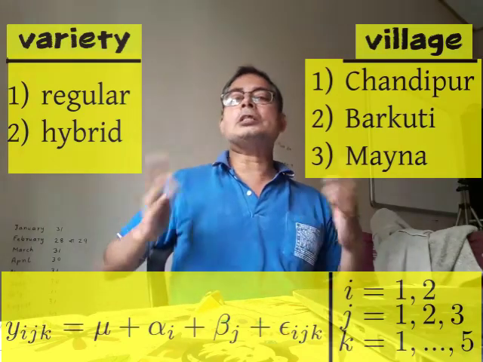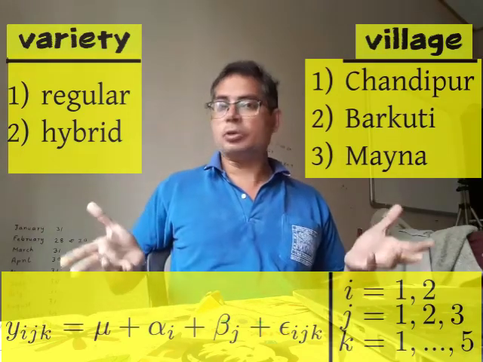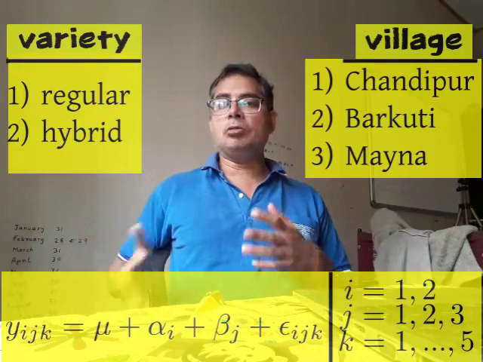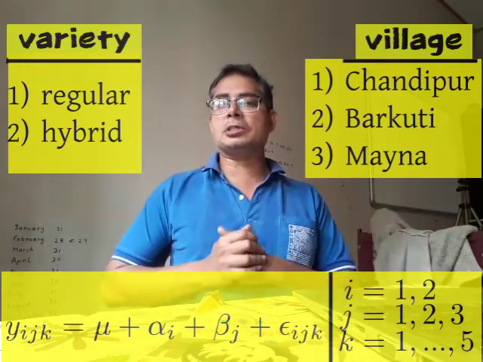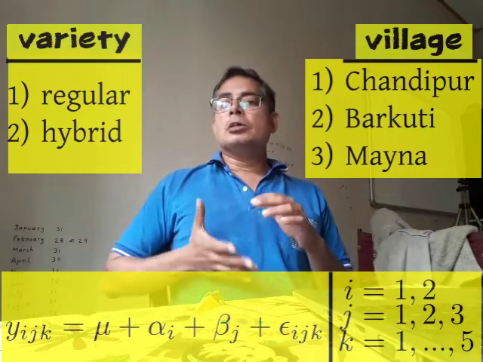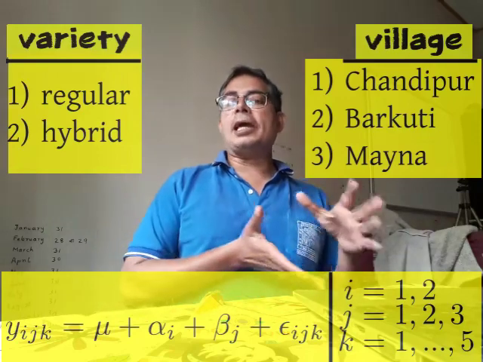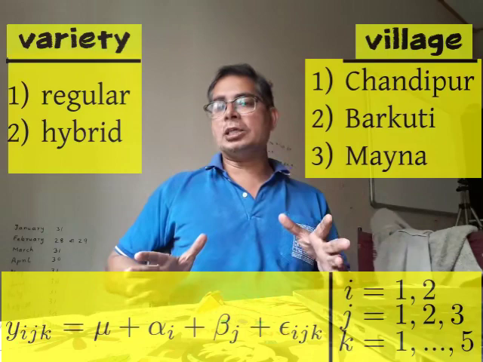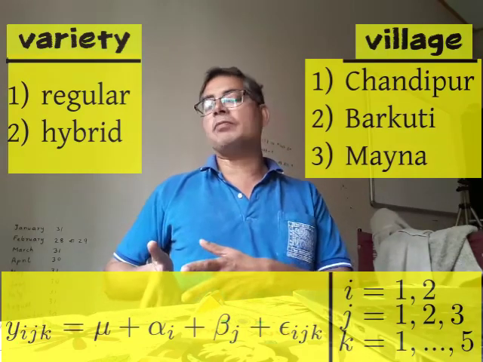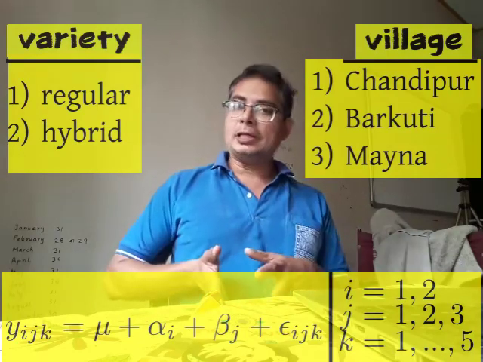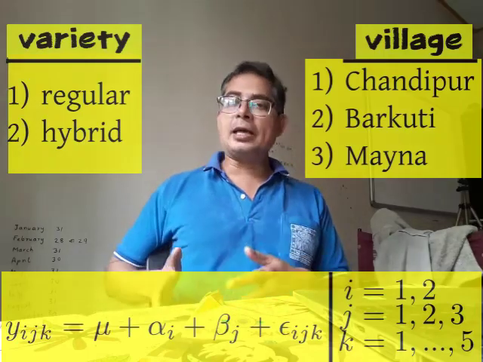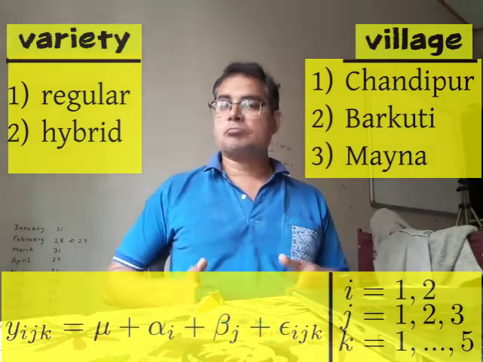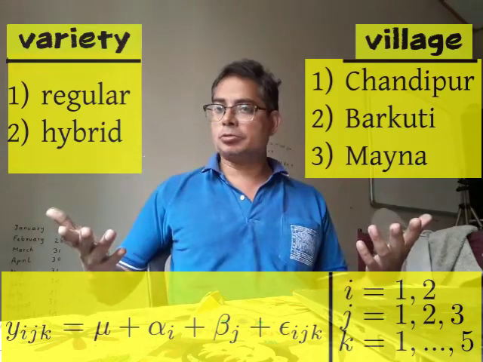So what is the natural way by which we have learned to proceed so far? I will estimate mu, alpha_i, beta_j under suitable identifiability assumptions. Suppose I put the identifiability assumption that summation alpha_i is 0, summation beta_j is 0. Then I will quote mu hat, alpha_i hat and beta_j hat and publish that report.